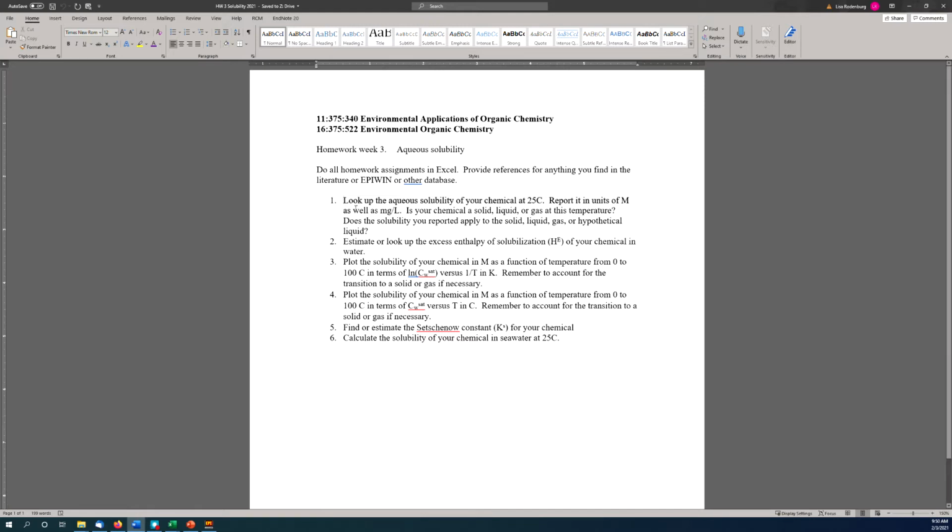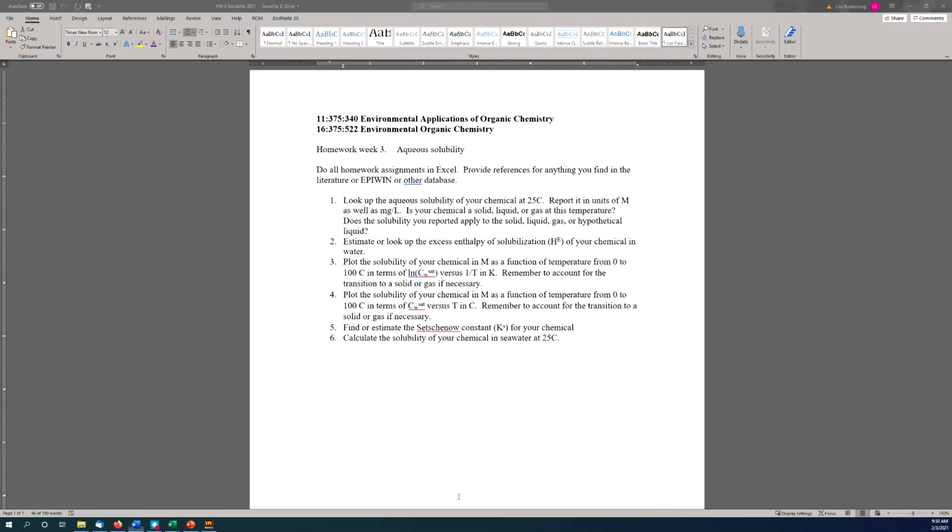So the first thing to do is look up the aqueous solubility of your chemical at 25 degrees C, and report it in units of molar as well as milligrams per liter, and ask the question, is your chemical a solid, liquid, or a gas at this temperature? So obviously we're going to need to also look up the melting point and perhaps even the boiling point.